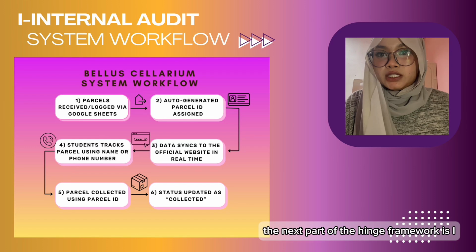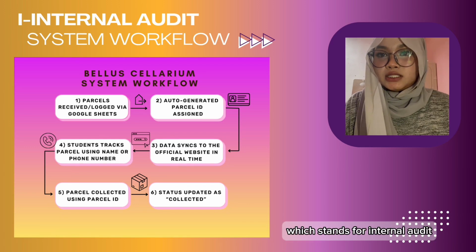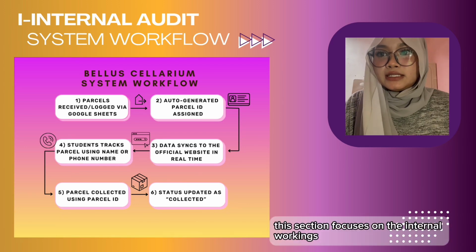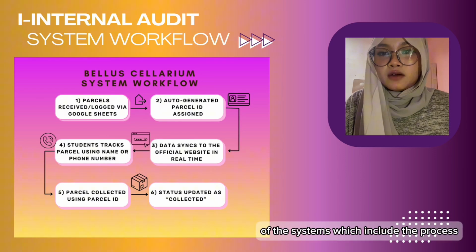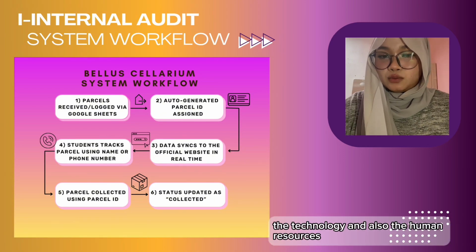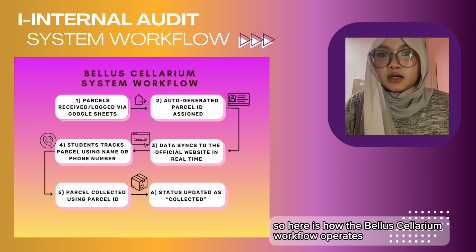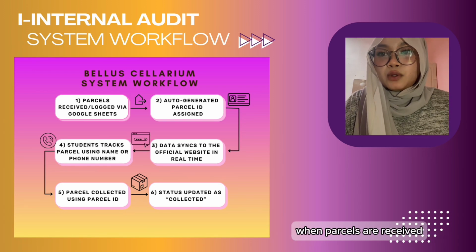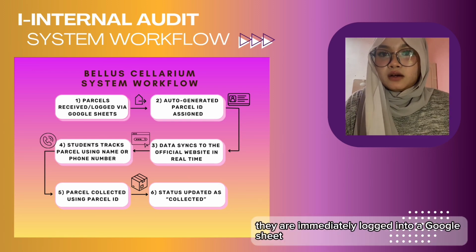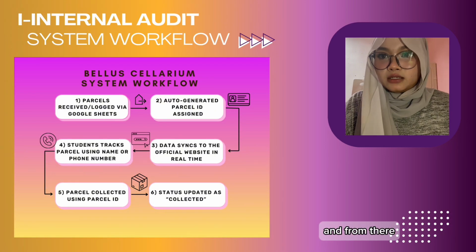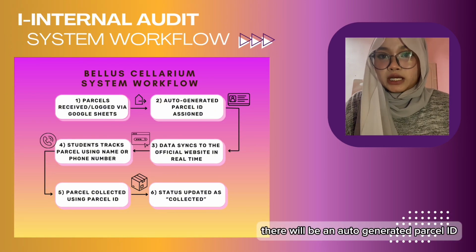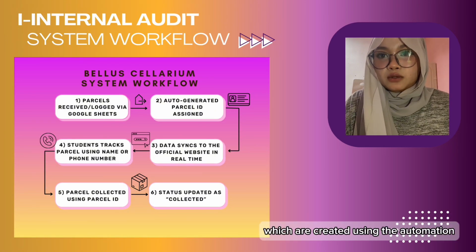The next part of the Hinge framework is I, which stands for internal audit. This section focuses on the internal workings of the system, which include the process, the technology, and also the human resources. So, here is how the Bellus Cellarium workflow operates. When parcels are received, they are immediately logged into a Google Sheet, and from there an auto-generated parcel ID is created using automation.